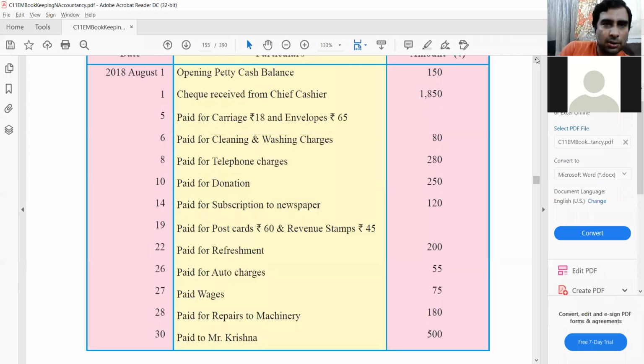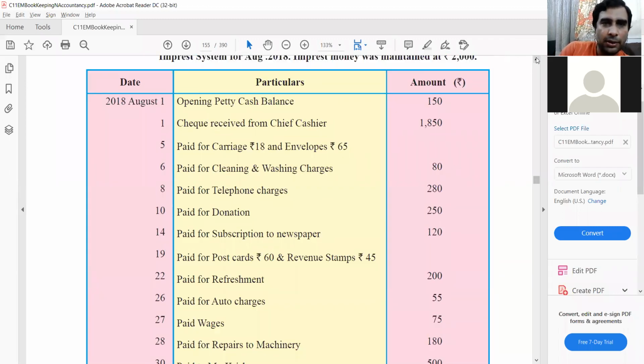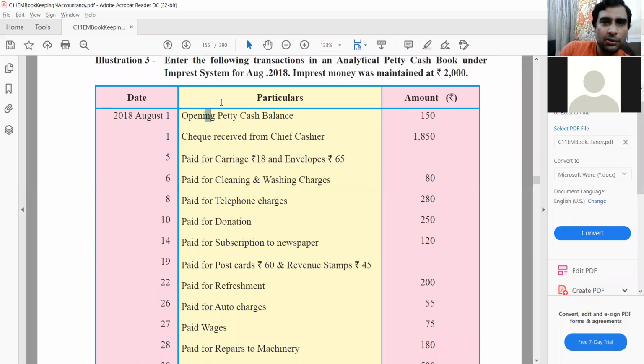Okay, so now this is the third example. We'll not go over it in entirety, right? Opening petty cash. So left-hand side, cash received from chief cashier 1850.